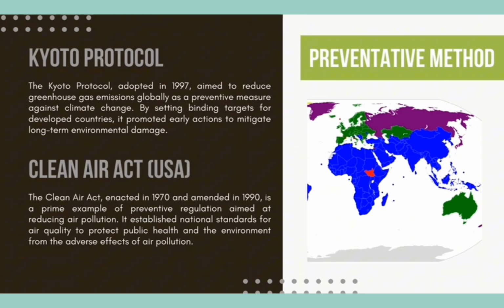Second is the Clean Air Act, USA. The Clean Air Act, enacted in 1970 and amended in 1990, is a prime example of preventive regulation aimed at reducing air pollution. It established national standards for air quality to protect public health and the environment from the adverse effects of air pollution.